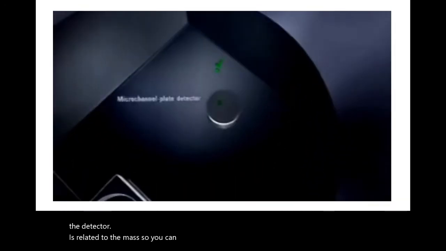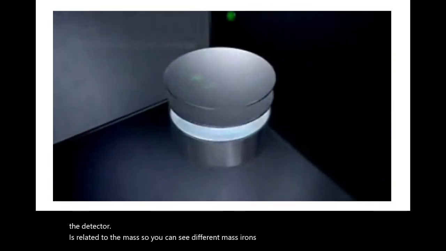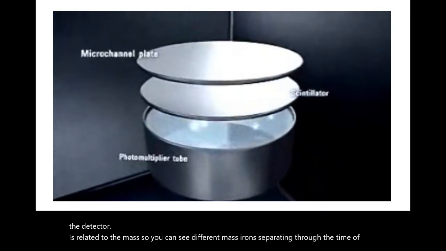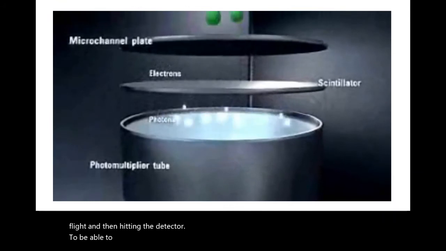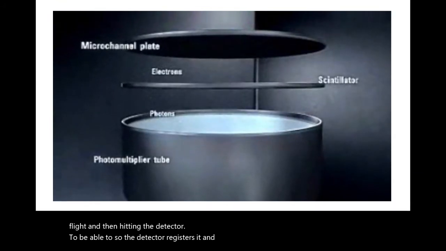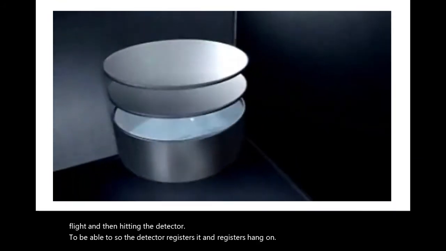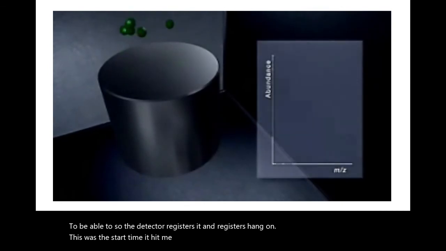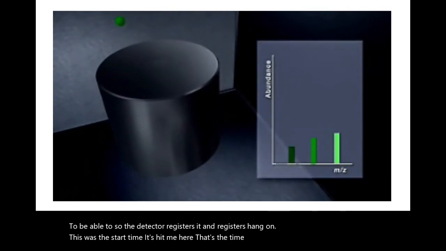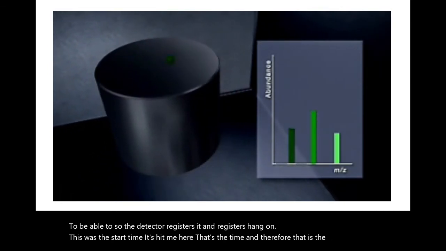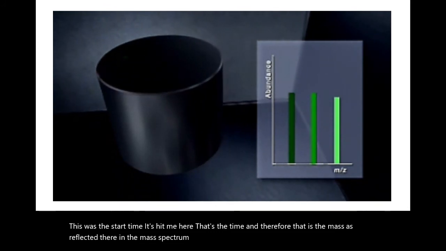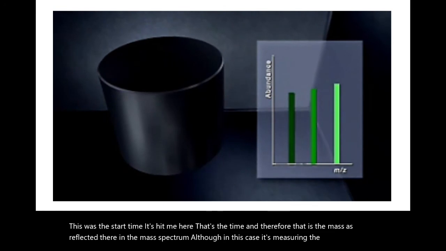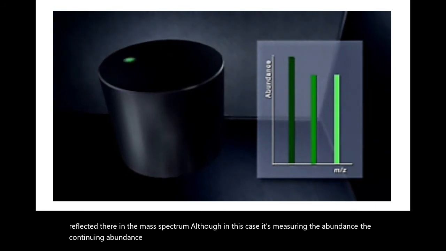So you can see different mass ions separating through the time of flight and then hitting the detector, so the detector registers, this was the start time, it's hit me here, that's the time, and therefore that is the mass as reflected there in the mass spectrum. Although in this case it's measuring the abundance, the continuing abundance of the same mass ions.